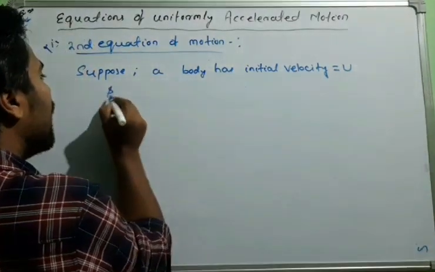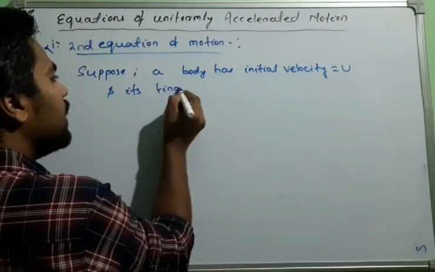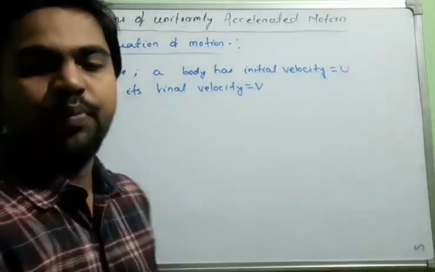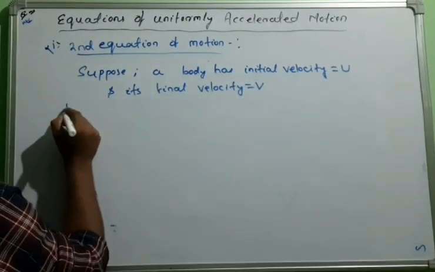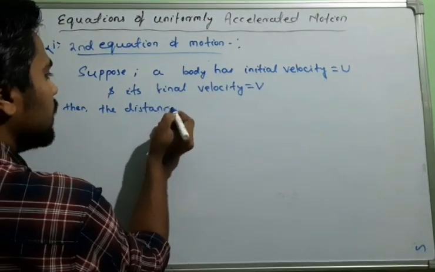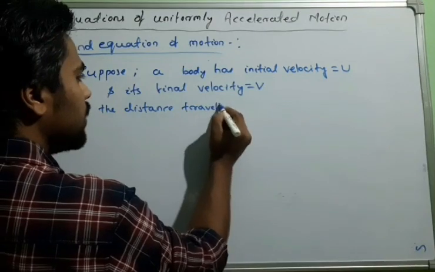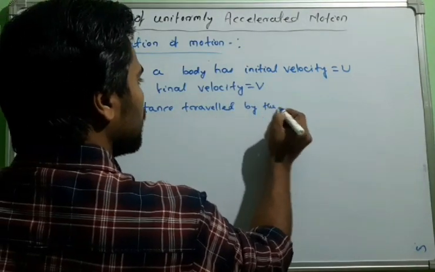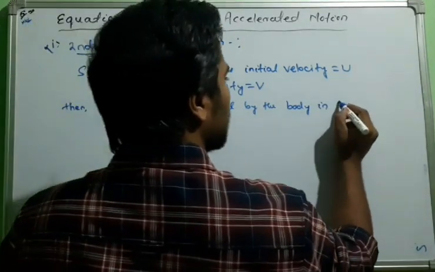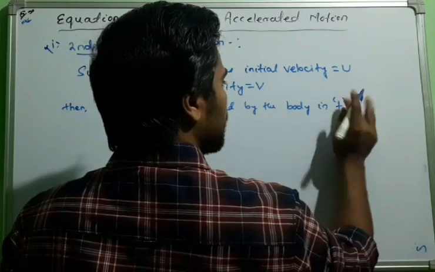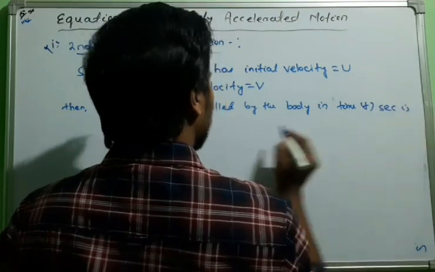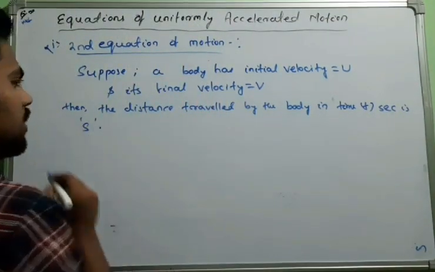And its final velocity is equal to v. Then the distance traveled by the body in t seconds is s. Distance how much? Yes. Got it.